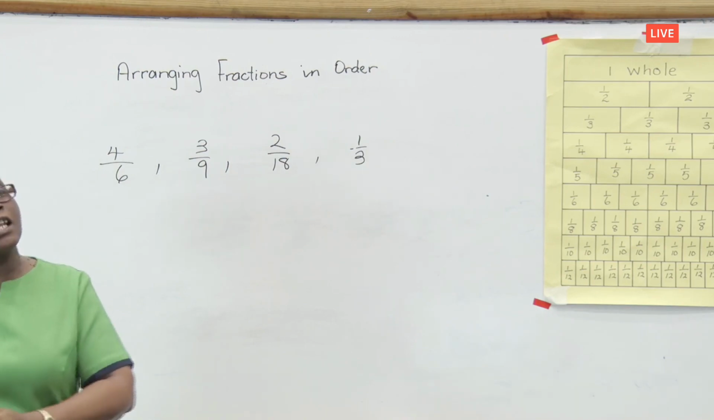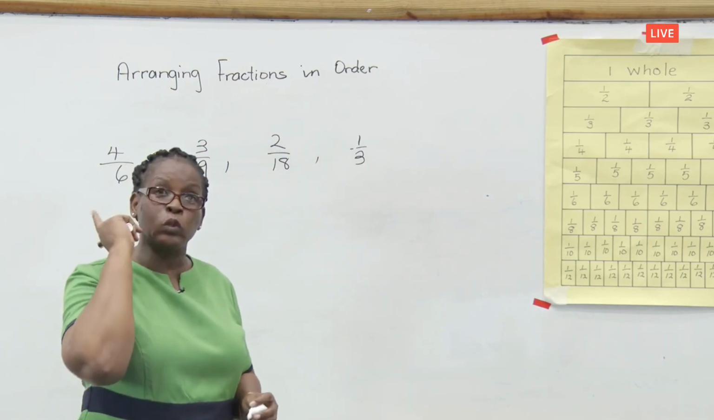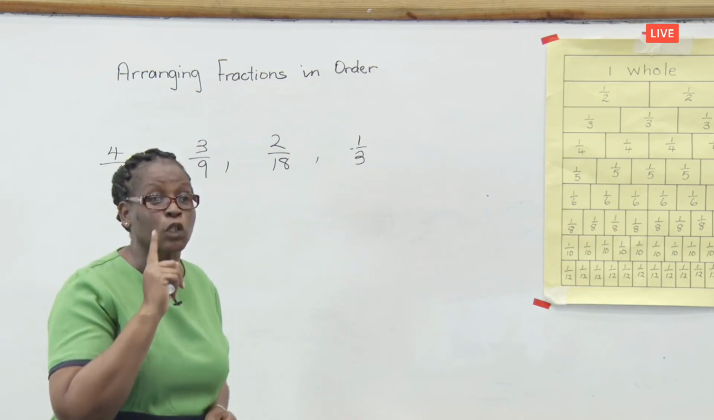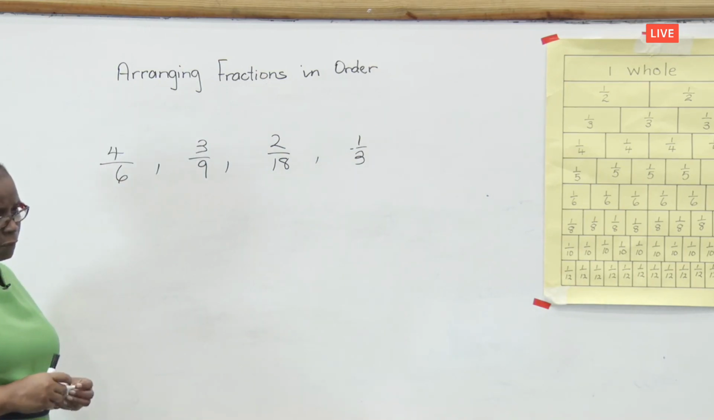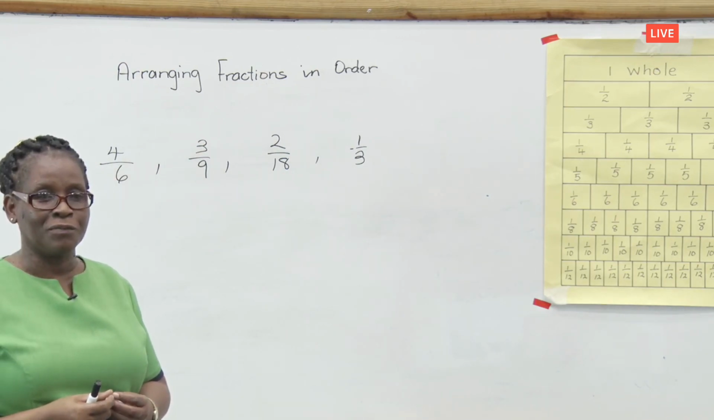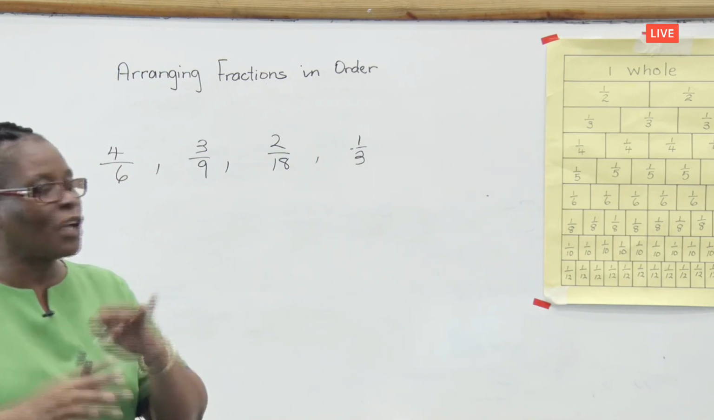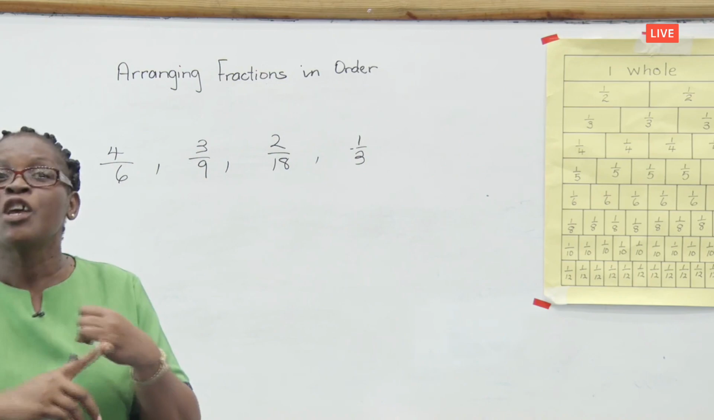Okay, well, we are going to start by making equivalent fractions. We are going to do this method today. Equivalent fractions, and then we arrange in order. There are different ways you can do it, but we are going to do equivalent fractions for today. Do you remember how we generate our equivalent fractions?